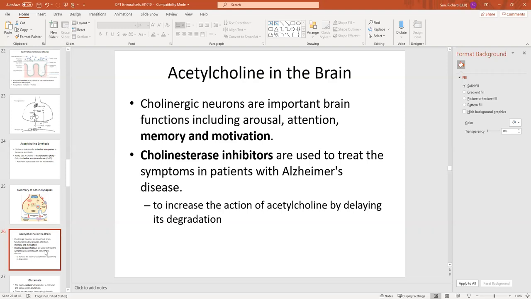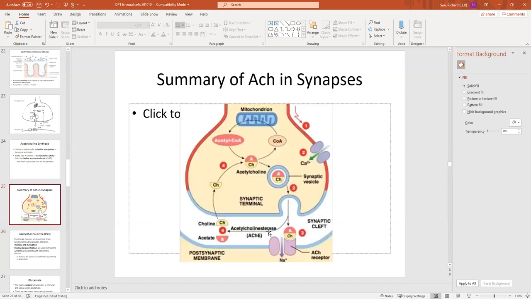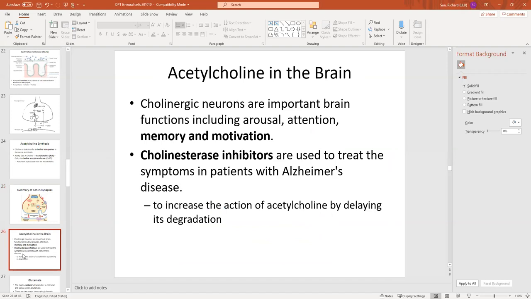And the way to prolong its action in the synapses is to inhibit the acetylcholine esterase. So to inhibit that, you can prevent acetylcholine from being destroyed, and that can help to eliminate the symptom. So help the patient to reduce the symptom in the patients.